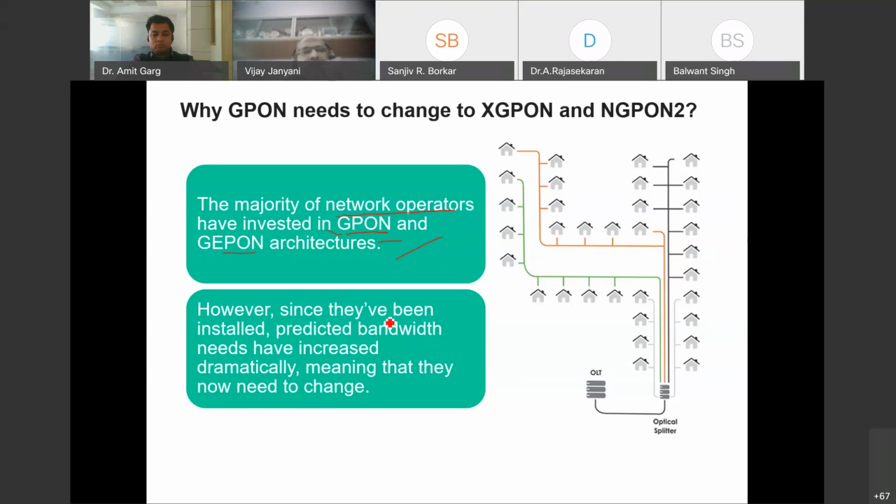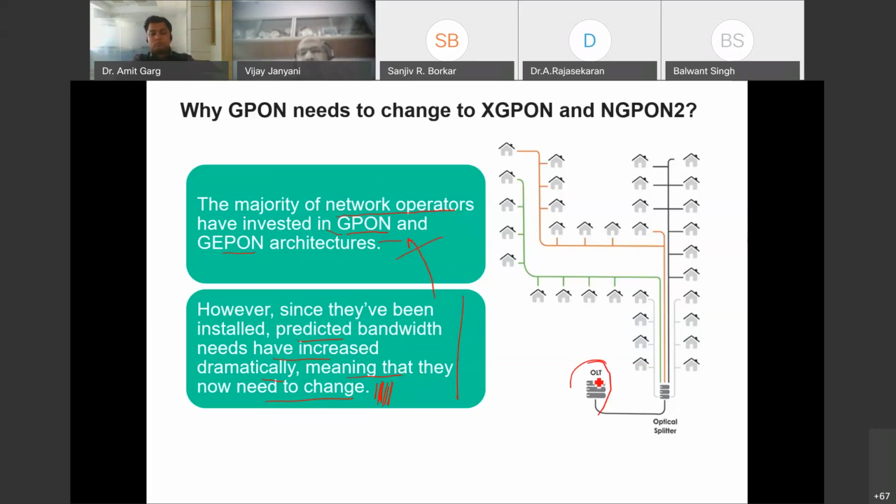However, since they have been installed, predicted bandwidth needs have increased dramatically, meaning that they now need to change. In the morning, I told you that the hunger of humankind for more bandwidth is never going to end. So that has increased significantly, and now people have started to find that even GPON is not sufficient to cater to the needs of high bandwidth, mainly because the number of users has increased.